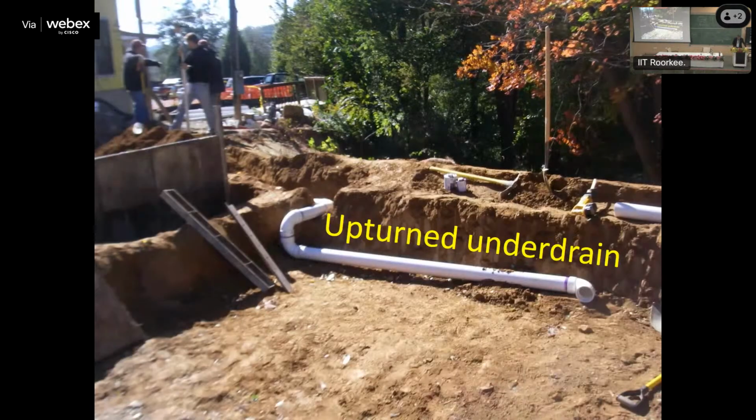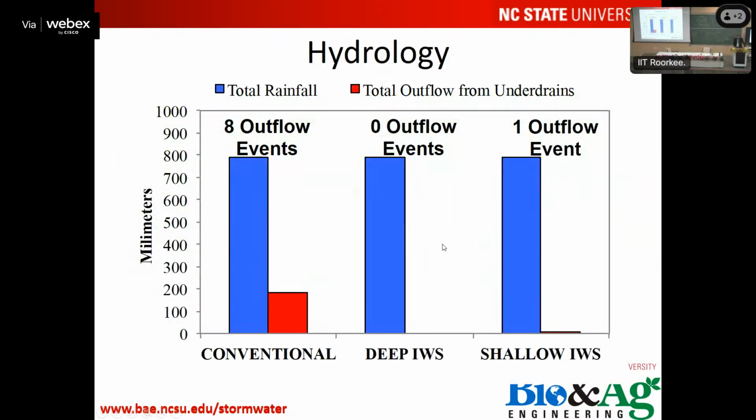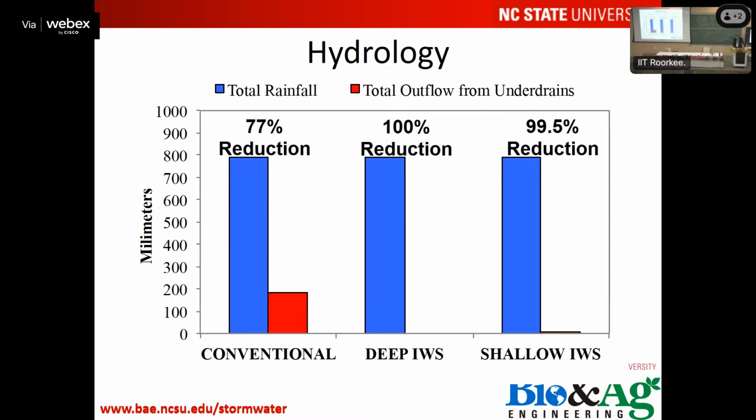In the one where we had an upturned underdrain to force water to soak into the ground, we had one outflow event. And in the one that was really deep, we didn't have any outflow events. The largest storm that hit during that time was 4 inches, so about 100 millimeters. So a pretty big storm hit during that window. That's the one that produced some outflow.